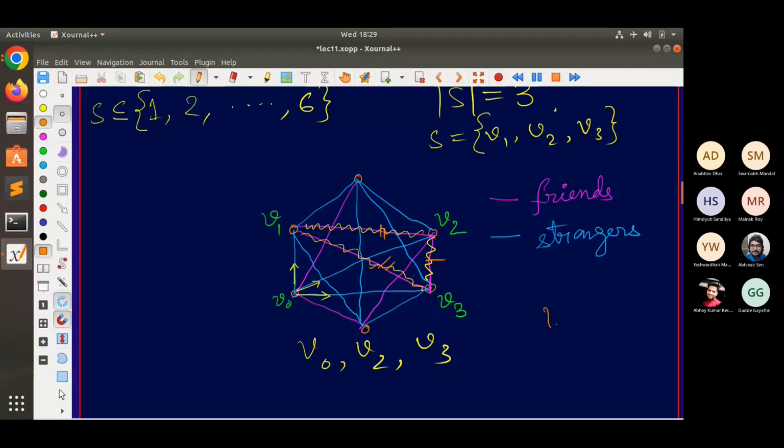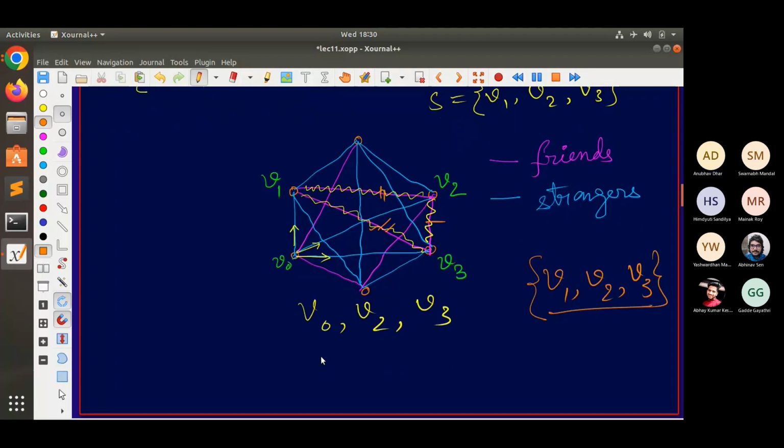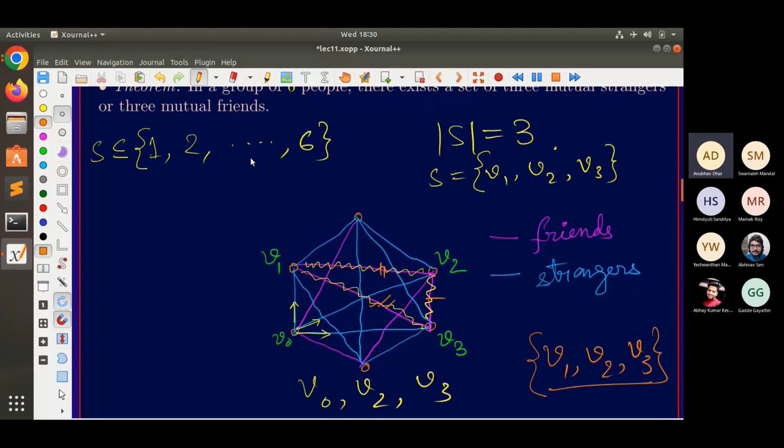Then you can choose this subset V1, V2, V3 such that V1V2, V2V3, V3V1 are either all friends or all strangers. And that's it. That completes the proof. So, is this proof clear? I mean, the proof is not that important.